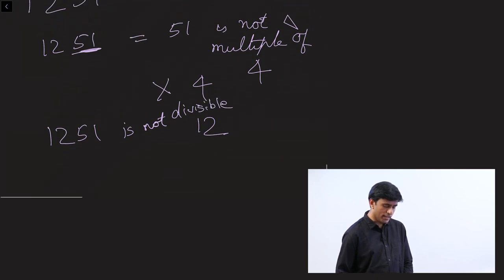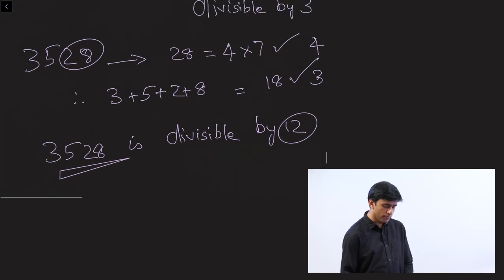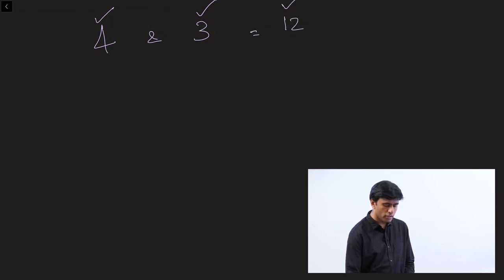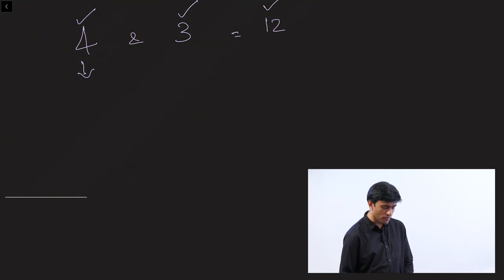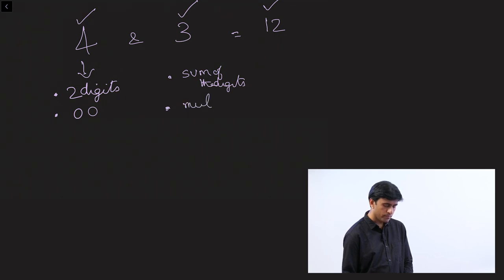So remember, to check if a number is divisible by 12, you need to see if it is divisible by 4 and divisible by 3. If it is divisible by 4 and if it is divisible by 3, then it is divisible by 12. To see if it is divisible by 4, you have to see if the last two digits are a multiple of 4 or if the last two digits are 00. For 3, you just have to take the sum of the digits and see if the sum is a multiple of 3. That's your divisibility test for 12.